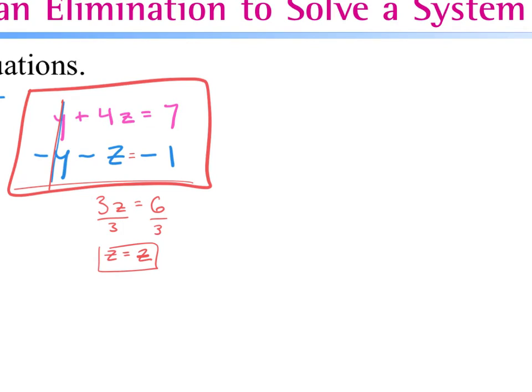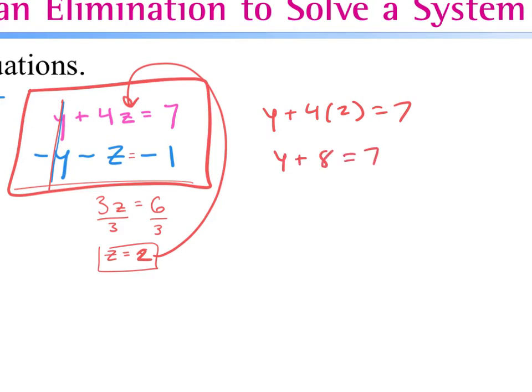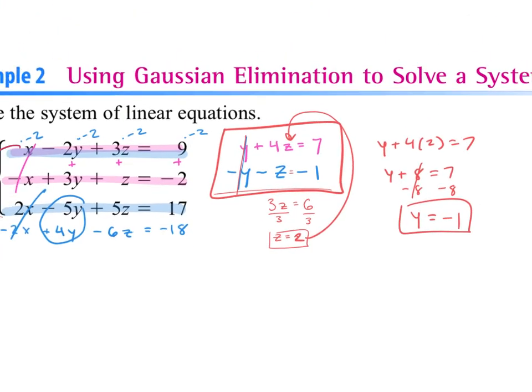So we have y plus 4 times 2 is equal to 7. Y plus 8 is equal to 7. What do we get for y? Negative 1. What do you think we should do next?